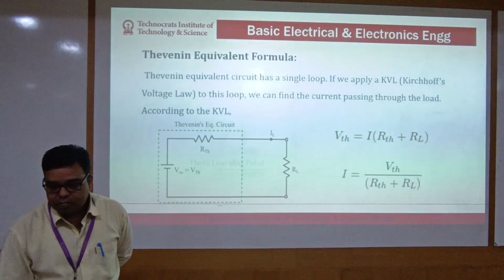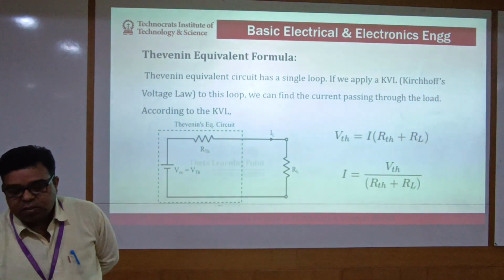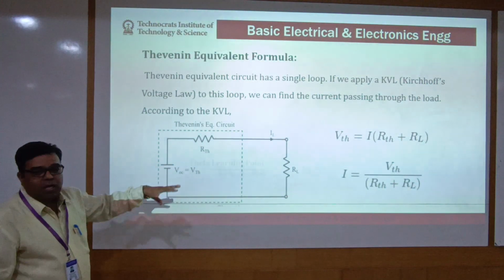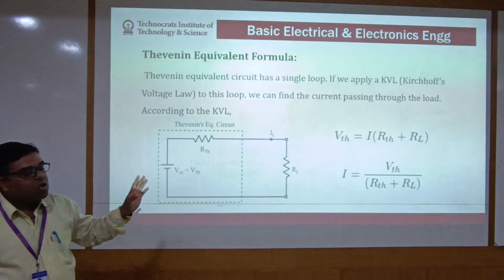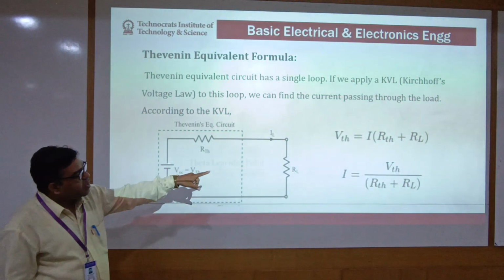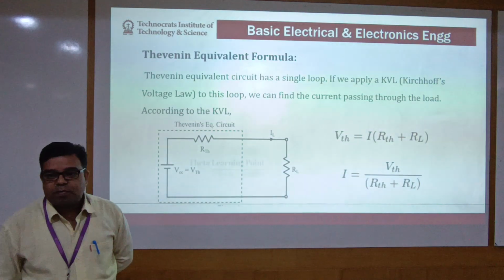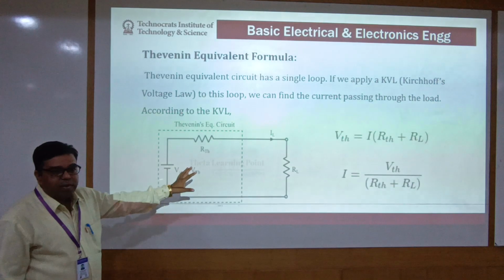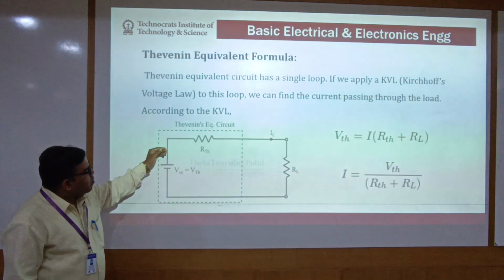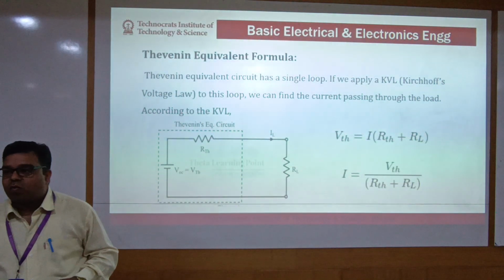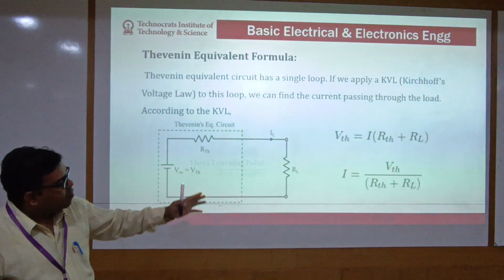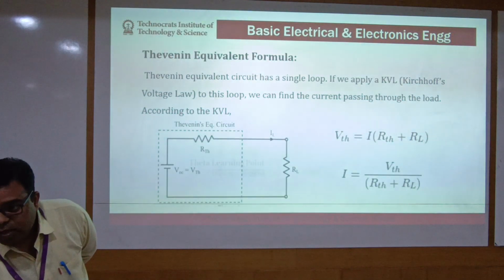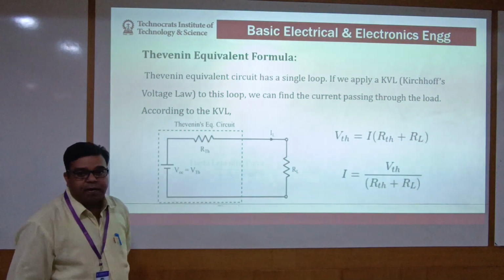Now come to the Thevenin's equivalent formula. How do we formulate it? It is very clear on the screen. It is a single loop circuit, so you can apply KVL. From this KVL, you will get VTH equal to I into (RTH plus RL). Obviously, there is only the series connection of the resistances RTH and RL. They will be added in series and multiplied with the current, which will give the overall voltage of the circuit. So that can be formulated as I equal to VTH divided by the total resistance of the circuit, that is the series combination of RTH and RL.